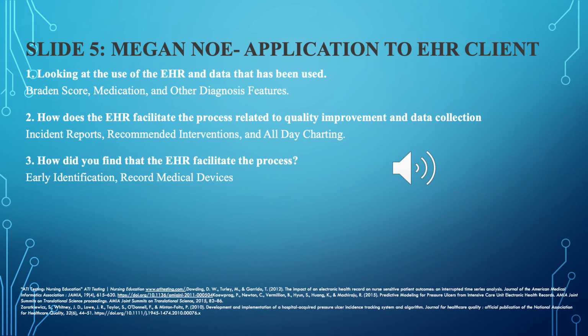The EHR also collects additional information that could be used as indicators of the patient's likelihood of getting a pressure ulcer, such as medication and other diagnosis features. Second, how does the EHR facilitate the process related to quality improvement and data collection? The EHR facilitates the process of quality improvement and data collection because the features within the recording system significantly improve the predictive power in determining pressure ulcers.